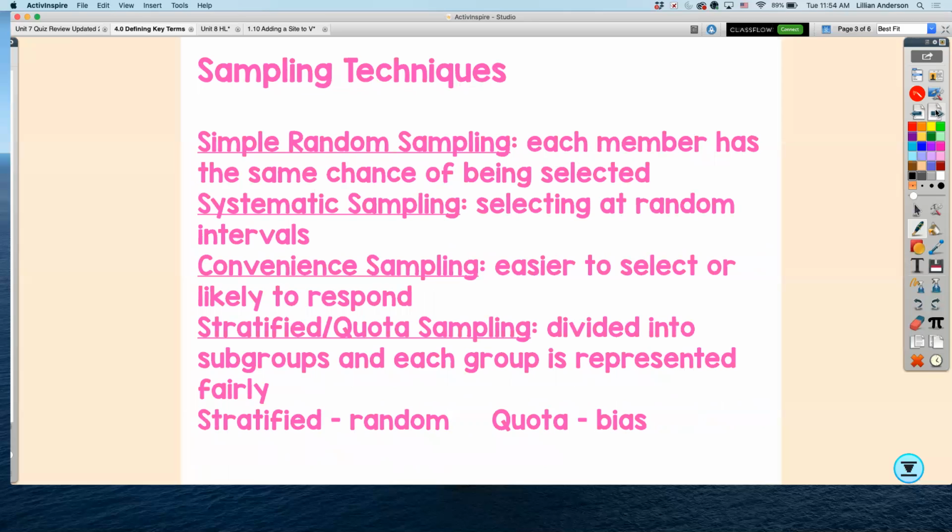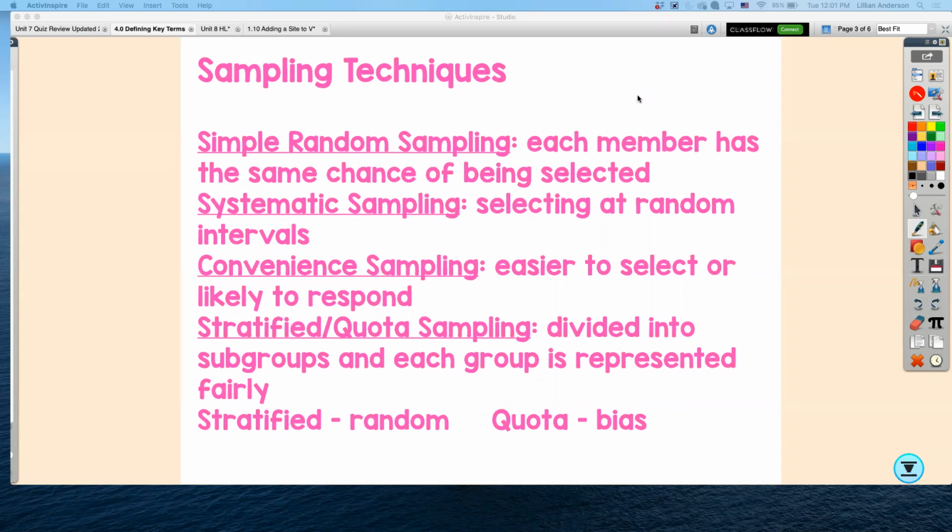These are your different types of sampling techniques. Simple random sampling is probably the most common way that data is collected. It basically means that every person, every element, every member has the same chance of being selected.